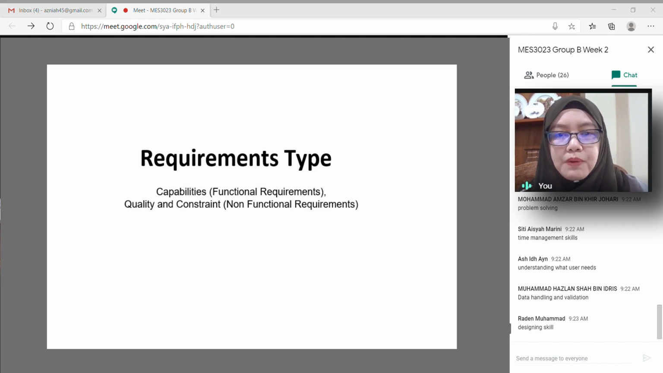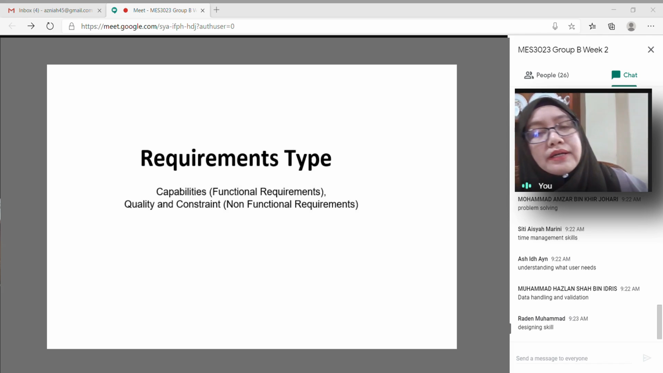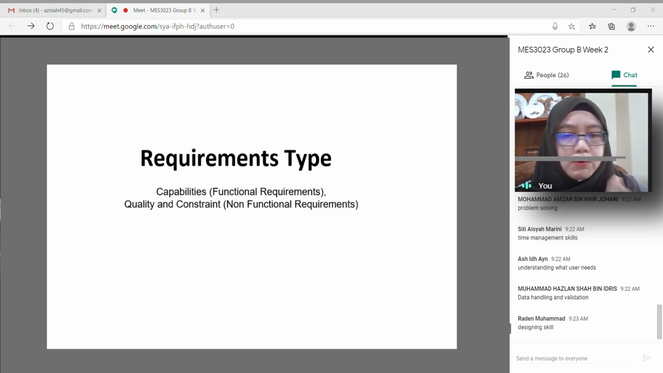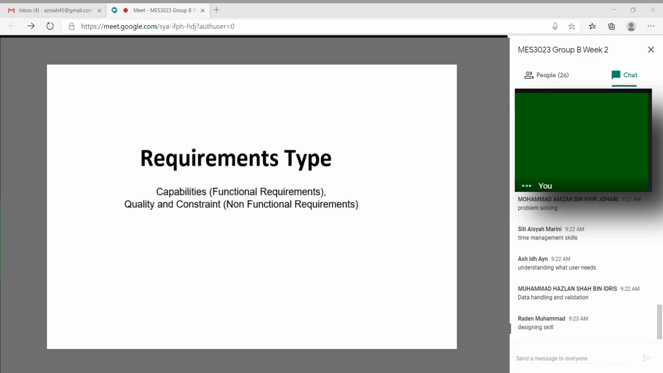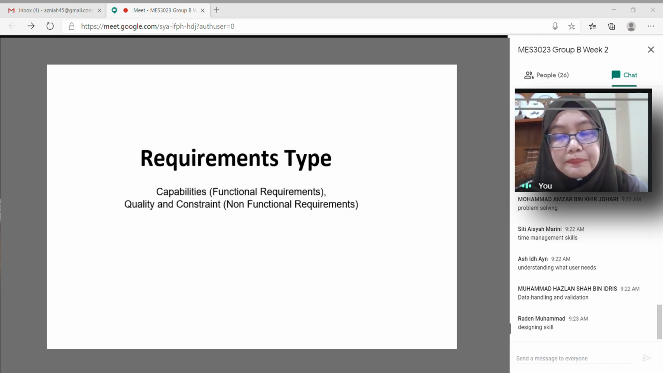Okay, so requirements types. If we look back during week 1, when we were talking about the definition of requirements, the software requirements, there are three definitions. And all three talk about what is actually needed by the user. So the "what" thing is actually a requirement. So what kind of requirements are we talking about?